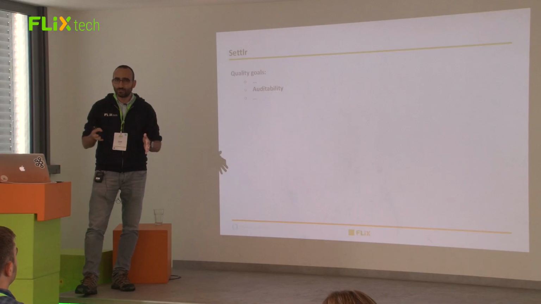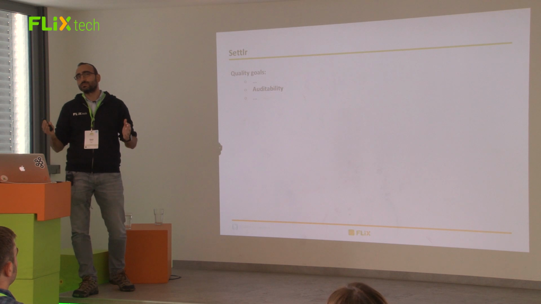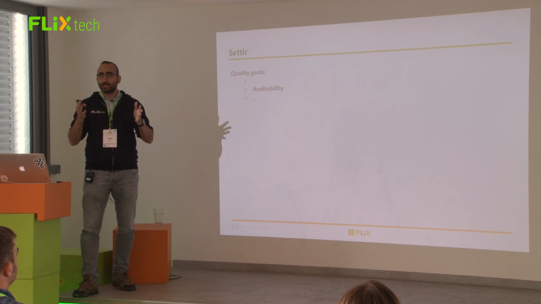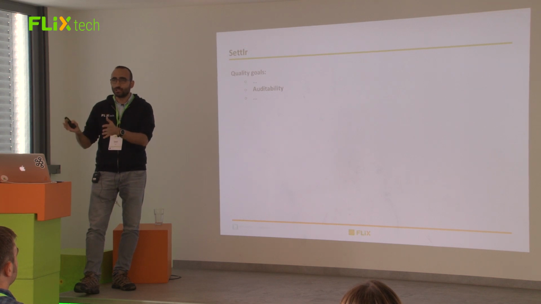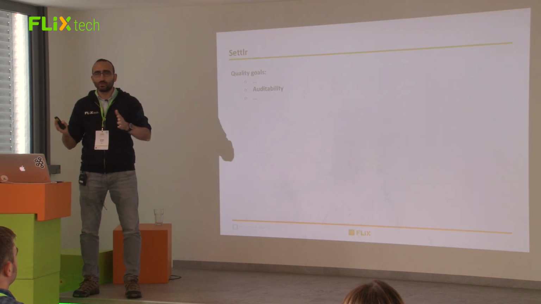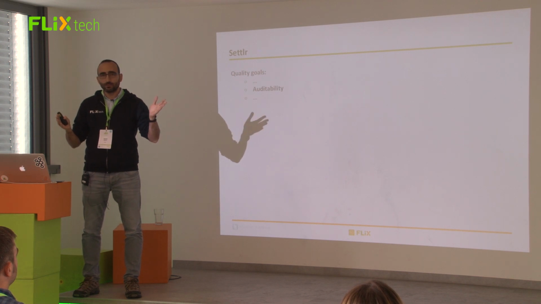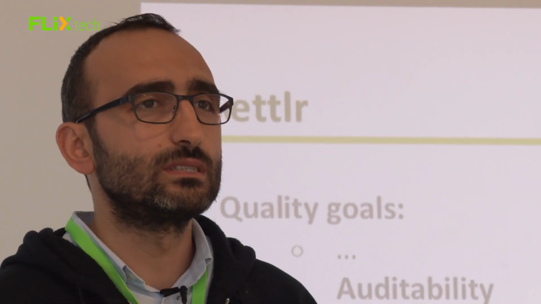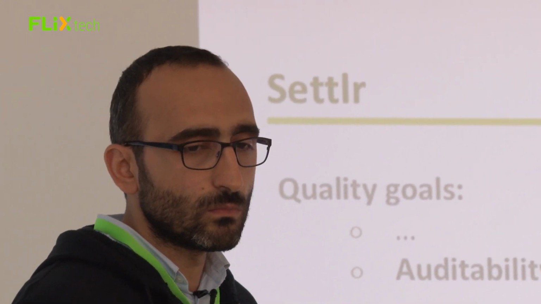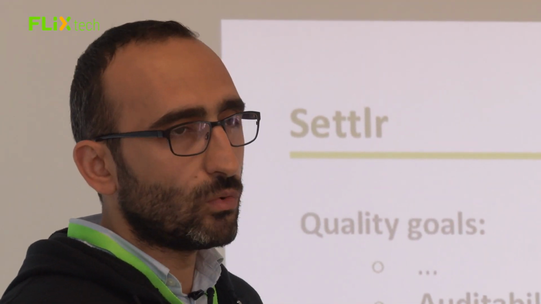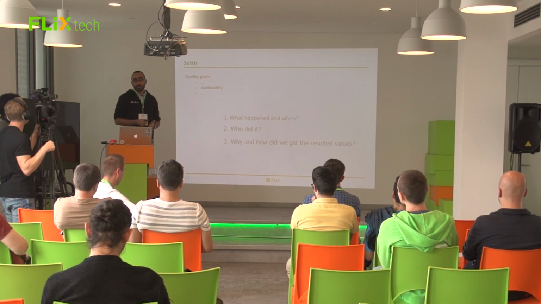When the Settlr project came to life, the business stakeholders put some quality goals. One of the main quality goals was auditability. Auditability means that the results of our application should pass the financial audit. This means when the tax authority comes to the company to do some checks, we have to answer all their questions. The main three questions our application has to answer are: what happened and when, who did it, and why and how did we get the resulting values.